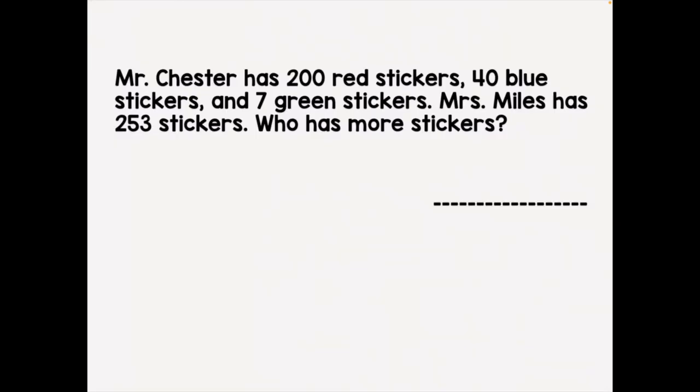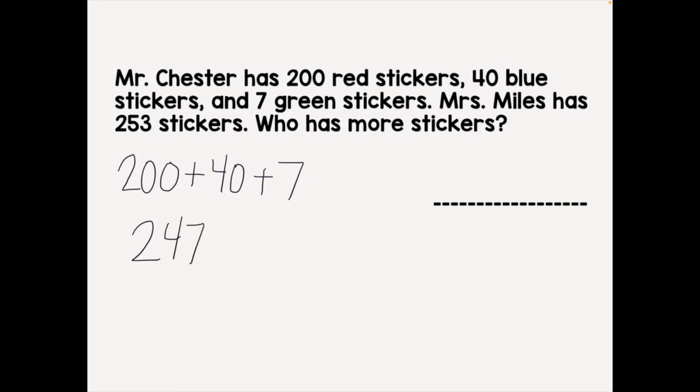Okay, here's a fun story problem. It says Mr. Chester has 200 red stickers, 40 blue stickers, and 7 green stickers. Mrs. Miles has 253 stickers. Who has more stickers? Okay, well, let's start with Mr. Chester. He has 200 red stickers plus 40 blue stickers plus 7 green stickers. I know that this number is 247 because I know place value. Mrs. Miles has 253 stickers.